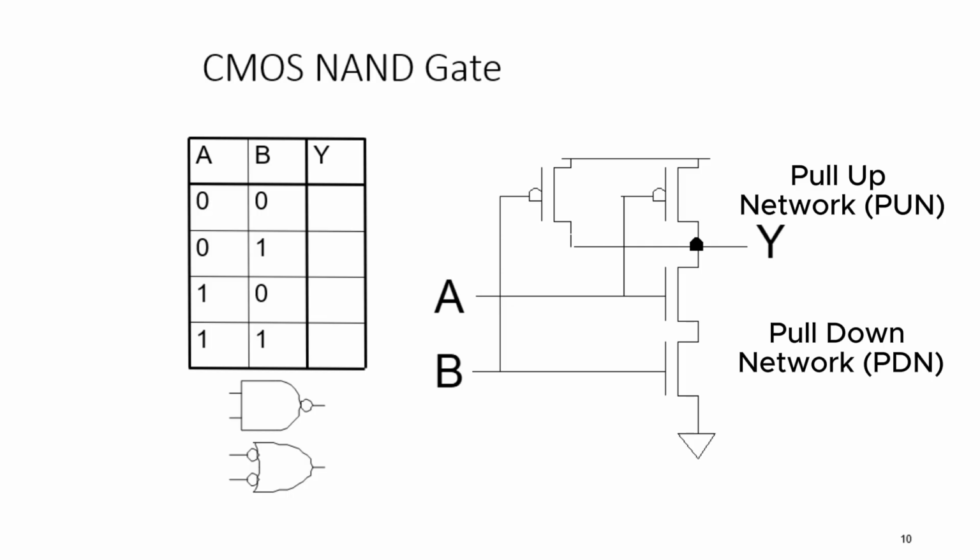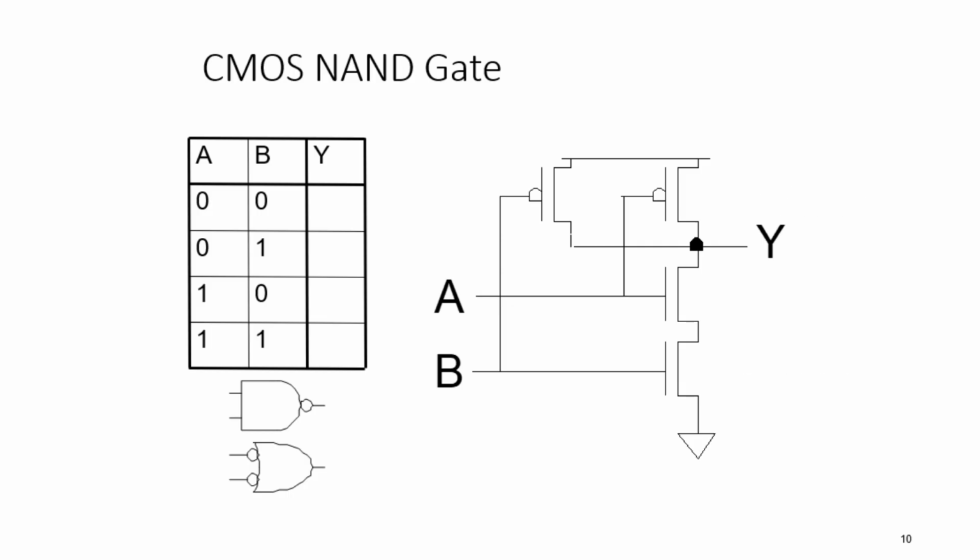So there will be no NMOS transistors in the pull up network, and there will be no PMOS transistors in the pull down network. The terminology pull up comes from the fact that when the upper part is turned on, the output is pulled up or pulled high. Alternatively, when the pull down network is turned on, the output is pulled down. And only one thing happens at a time: either the output is pulled up or pulled down.